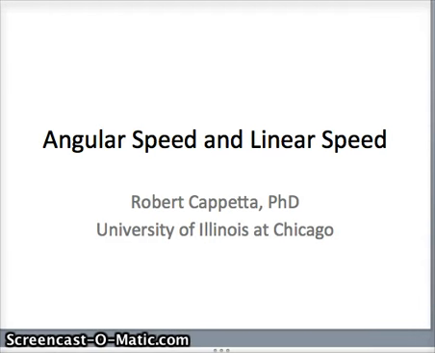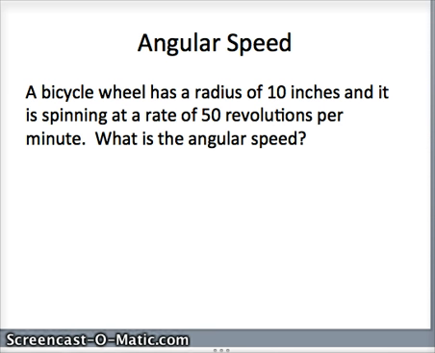This is Bob Capetta from the University of Illinois at Chicago, and this lesson is on angular speed and linear speed. Our question here says a bicycle wheel has a radius of 10 inches and it is spinning at a rate of 50 revolutions per minute. What is the angular speed?